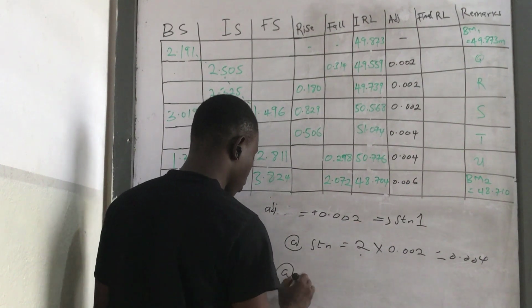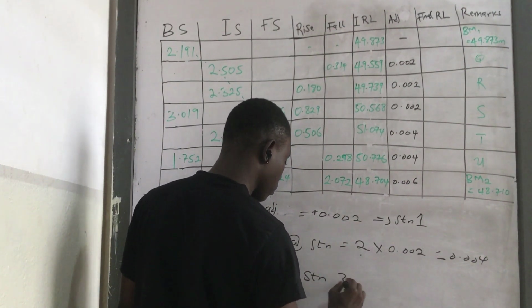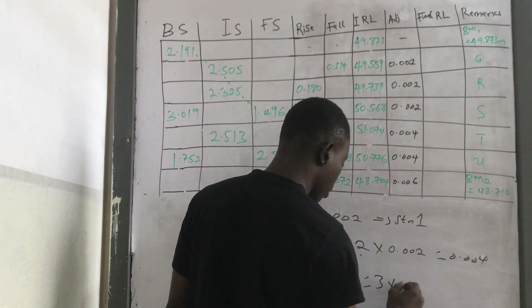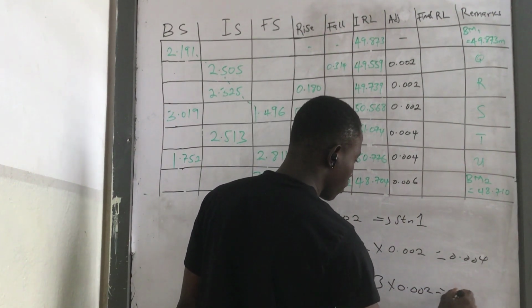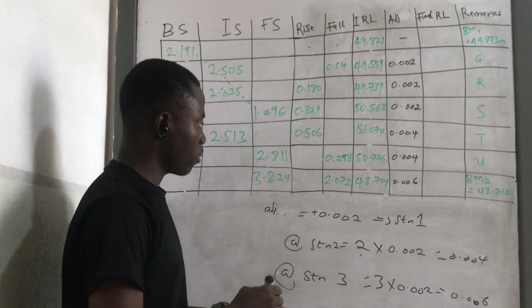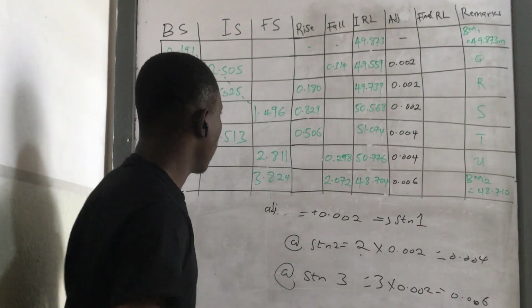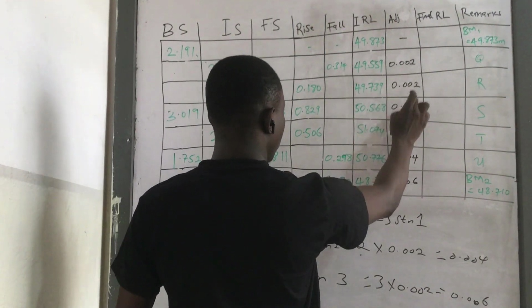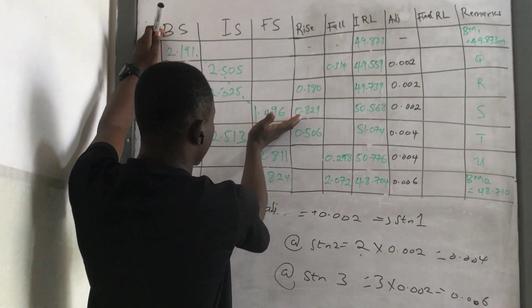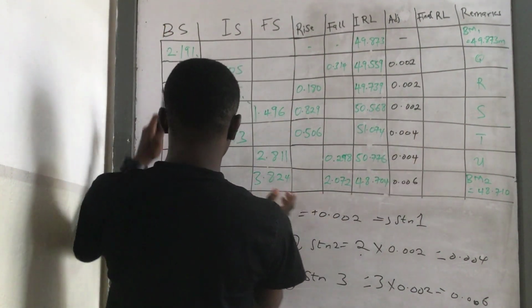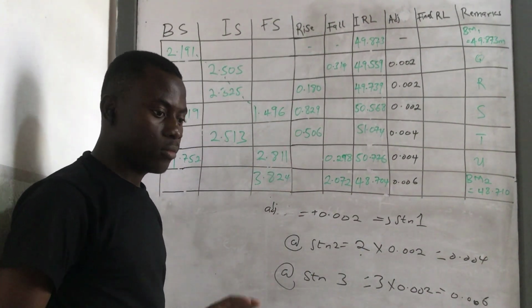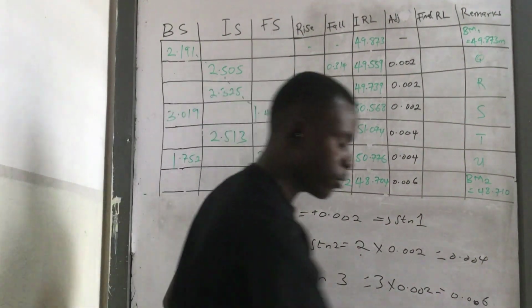And then at station 3, this was station 2. At station 3, we multiply by 3, and that gives us 0.006. That's how come we have these values here. So 1, 2, 3 belong to the station. Alright? And then 1, 2 belongs to the station, and then 1 belongs to the station. Take your time and study it. I'm sure you understand what I'm trying to explain.